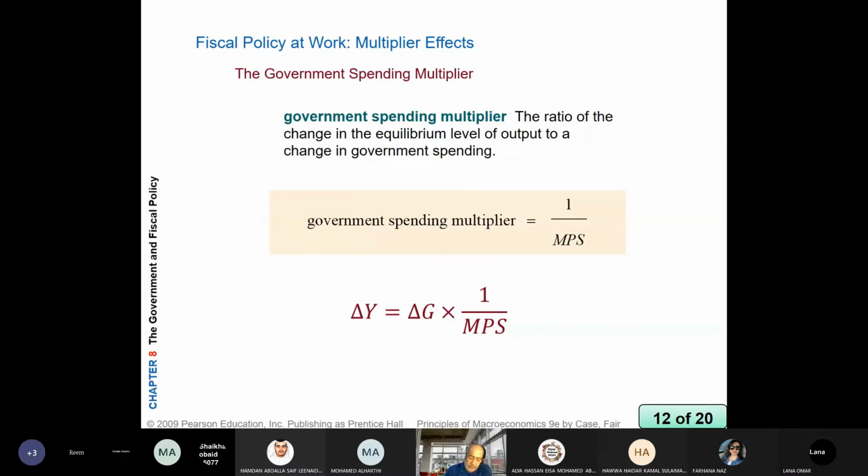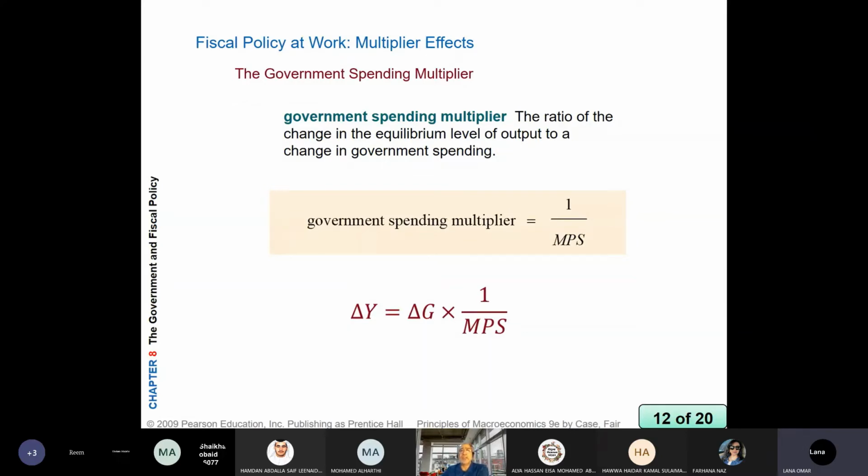Let me go to Lana. Lana, could you read this for me? Yes, Doctor. The government spending multiplier: the ratio of the change in the equilibrium level of output to a change in government spending.